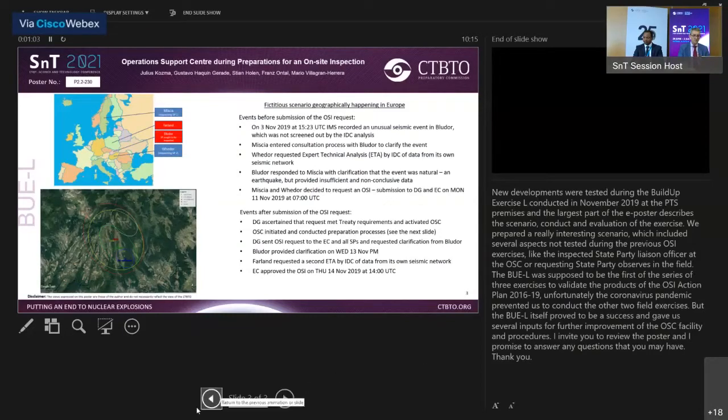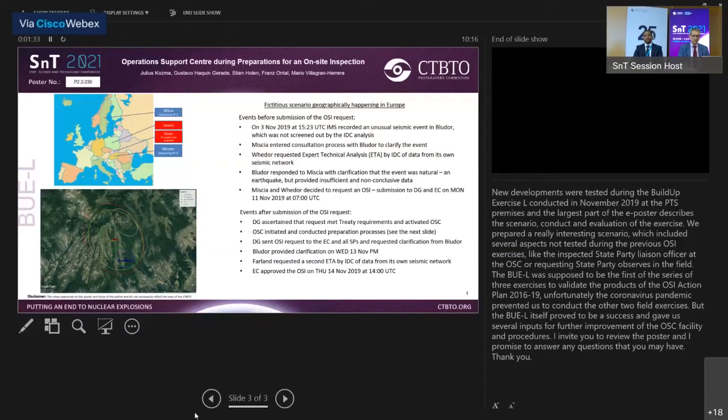The new developments were tested during the build-up exercise BUEL, conducted in November 2019 at the PTS premises. The largest part of the poster describes the scenario, conduct and evaluation of the exercise. We prepared a really interesting scenario, which included several aspects not tested during previous exercises, like the inspected State Party liaison officer at the Operation Support Center or requesting State Party observers in the field.